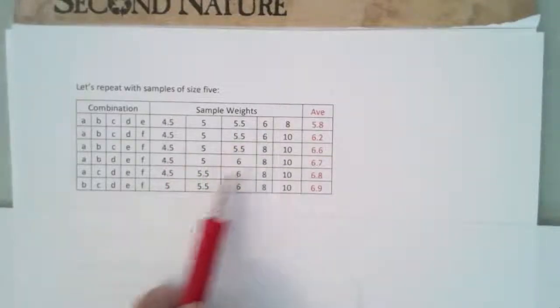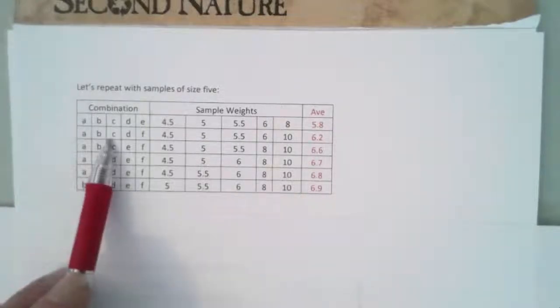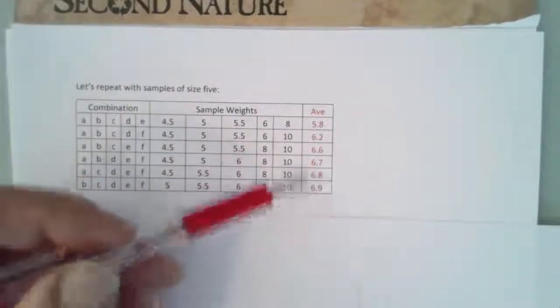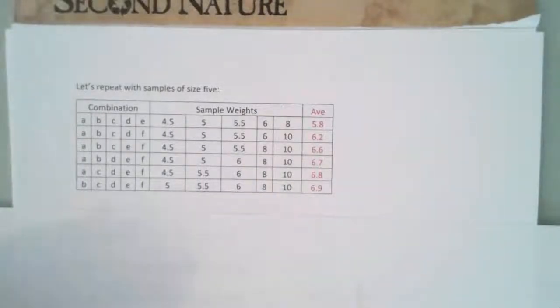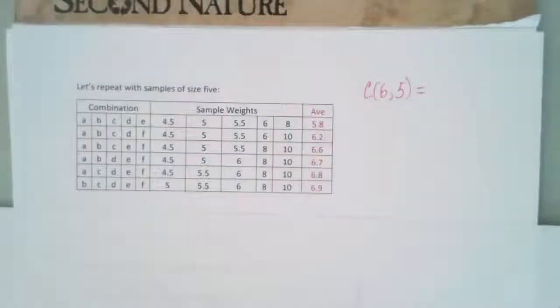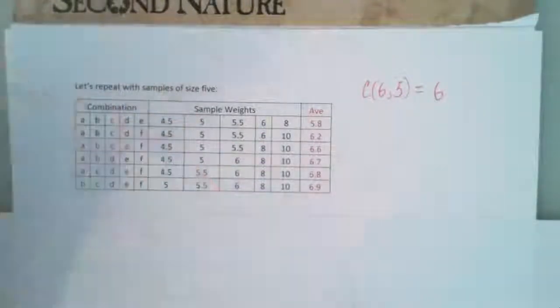Replace those letters with numbers, and here are the averages that you get by taking 5 of the fish at a time rather than by taking 3. There are quite a bit smaller number of averages, and that's because if you take 6 things, choose 5 at a time, you don't get many options. Out of 6 things, the number of ways to choose 1 is 6. So there are exactly 6 different averages here.